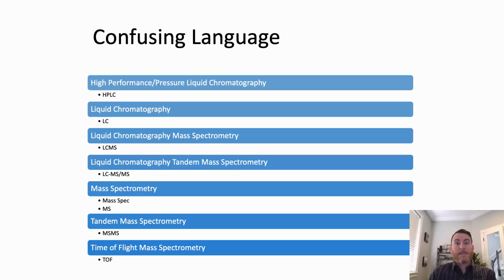Sometimes liquid chromatography is combined together with mass spectrometry, so sometimes you see LCMS. Sometimes you see liquid chromatography tandem mass spectrometry, or LCMS/MS. We'll define what those differences are later on. Sometimes you just see mass spectrometry like mass spec or MS. Sometimes you see tandem mass spectrometry, MS/MS. Sometimes you see time of flight mass spectrometry or TOF. For example, in my lab, we have LCMS/MS systems, so we have triple quad mass spectrometers that are connected with liquid chromatographs, but we just call them mass specs, just in general.